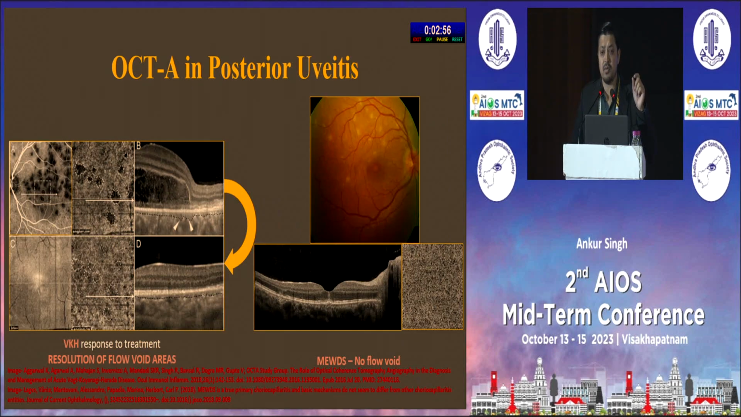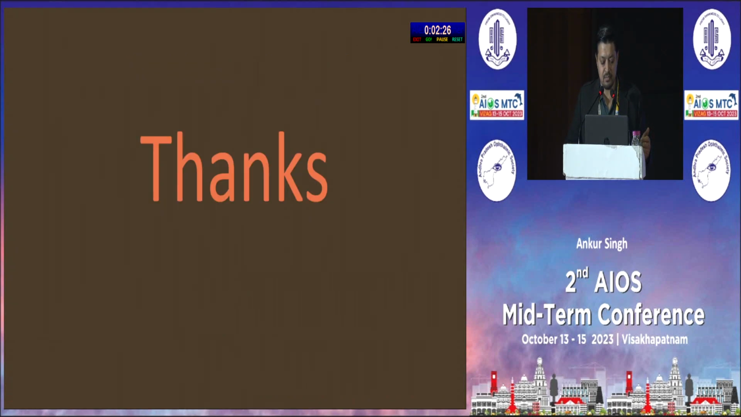OCT angio can also look at the choriocapillaris. So these flow void areas in the choriocapillaris in VKH, and resolution of these flow void areas, can mark the time where you can stop the treatment in this patient. At the same time, we know that there are multiple white dot syndromes. OCT angio can delineate by looking at the choriocapillaris whether this is multiple evanescent white dot syndrome, because this white dot syndrome does not affect the choriocapillaris. So do an OCT angio in MEWDS and you will not find any flow void areas.